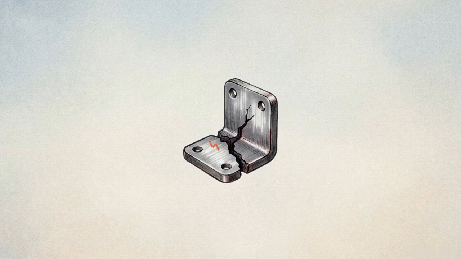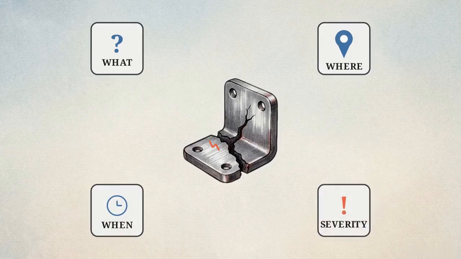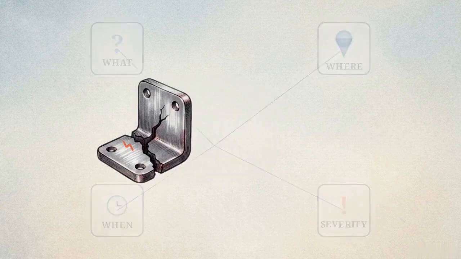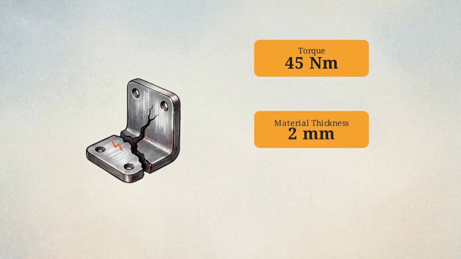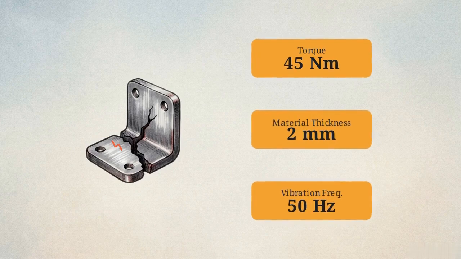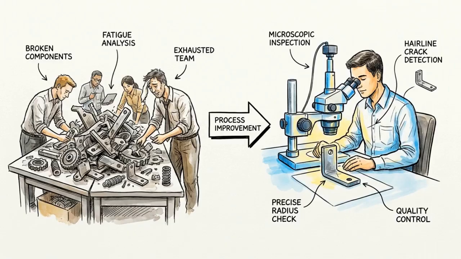We mapped this out using the 5W1H framework: what happened, where, when, and the severity, pinning these details directly to the fracture point. But basic details are insufficient. We need hard data. We track the exact torque values, material thickness, and the specific vibration frequencies the bracket was exposed to. We never assume why it broke. We document the measurable facts. Skipping this step guarantees the engineering team will waste weeks solving the wrong problem.